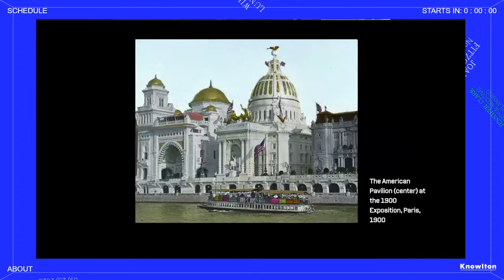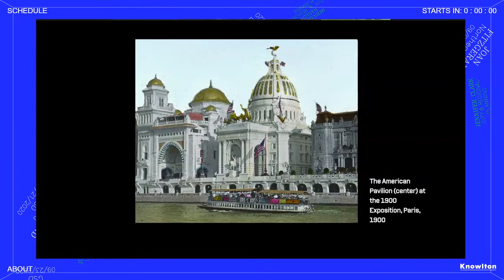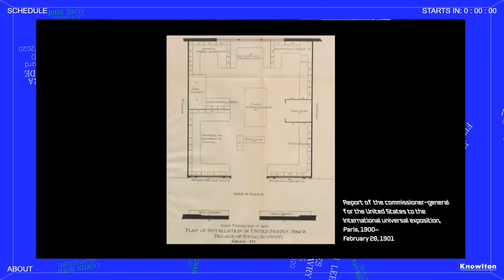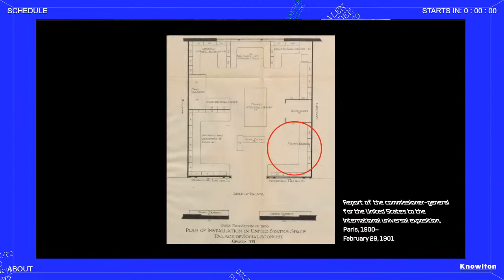And then the exhibition itself has a pretty intense architectural context with these Beaux-Arts-esque buildings, with the United States positioned prominently for the first time near other pavilions for France and Germany and these other superpowers. So it was very much a political coming out party for the United States. However, the exhibition itself, because of discrimination, was placed in an unfortunate corner. This is the floor plan for the Palace of Social Economy. And so there's nothing really auspicious about this space.